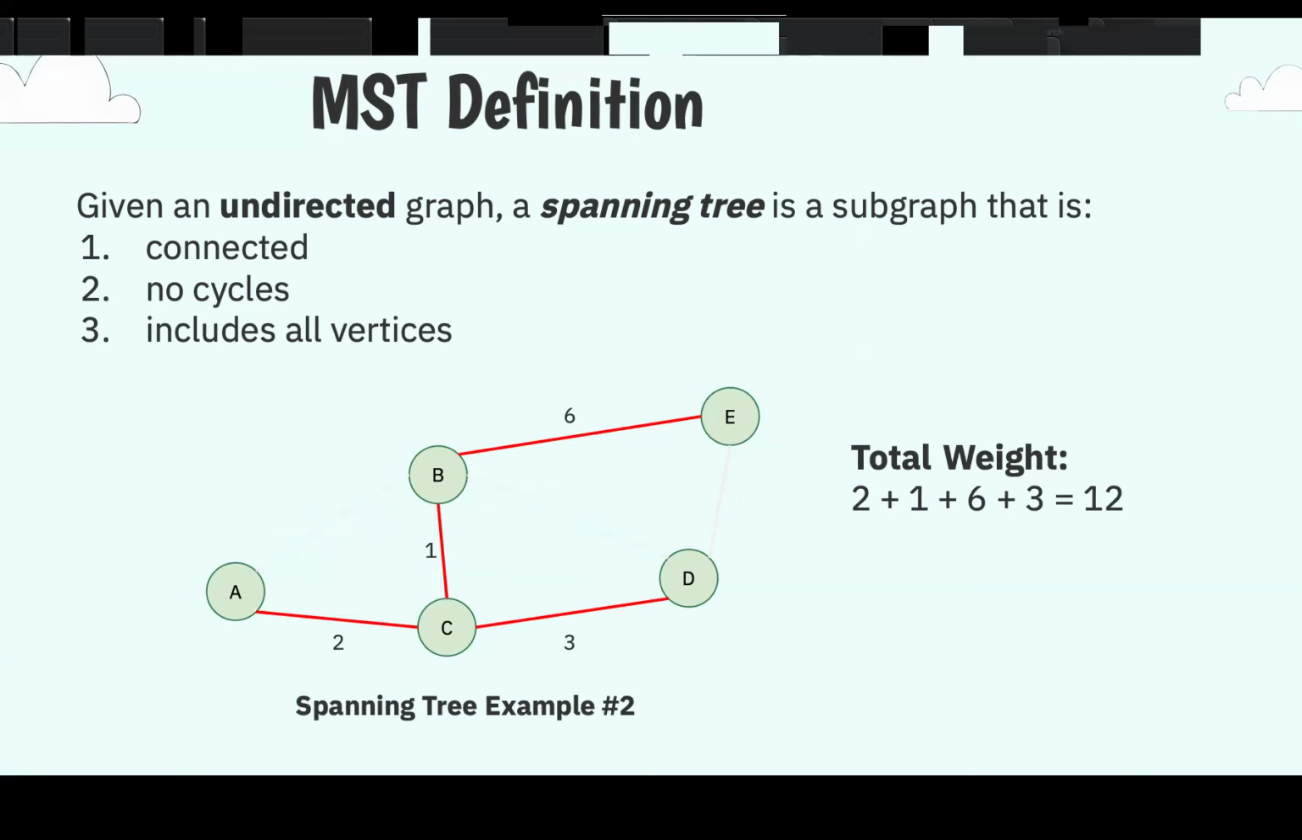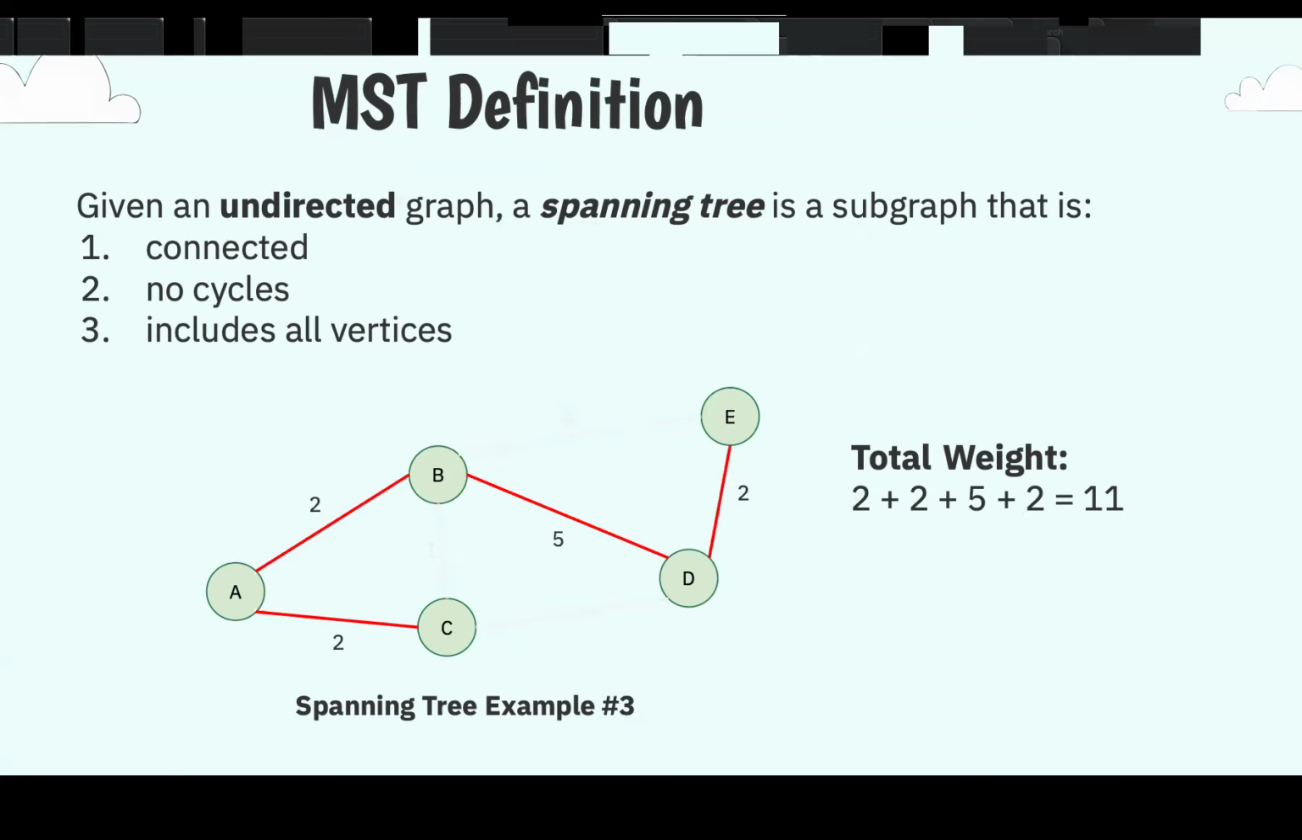Here's another example of a spanning tree. It's still a spanning tree, but it's now different. Now the total weight is 12. But as you can still see, it's a spanning tree because all the nodes are connected. There's no cycles in this tree. And every vertex is included in this tree.